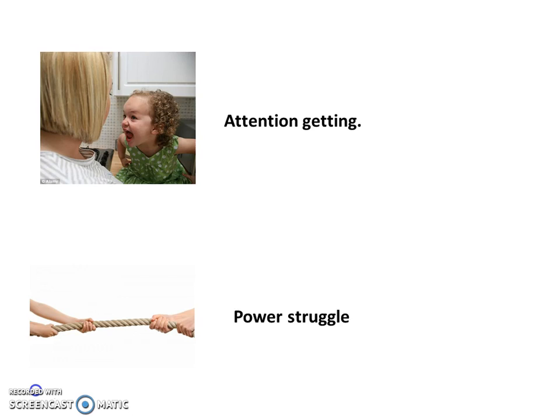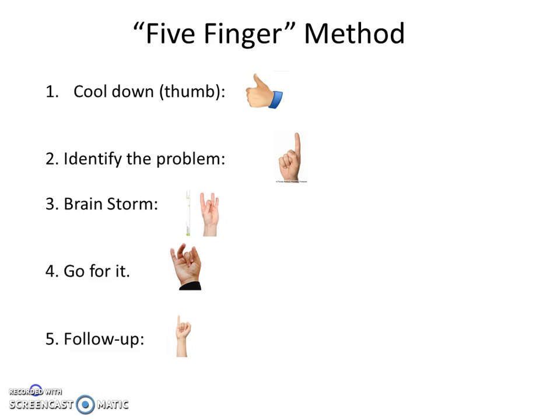And then power struggles. Power struggles can happen between children and adults and children. And so we're thinking of ways that we can support children who are engaging in power struggles. So I'm going to give you a couple of strategies just to get you started thinking about various methods that support children's behaviors. There's this one, you might have read about this in your text, the 5-finger method.